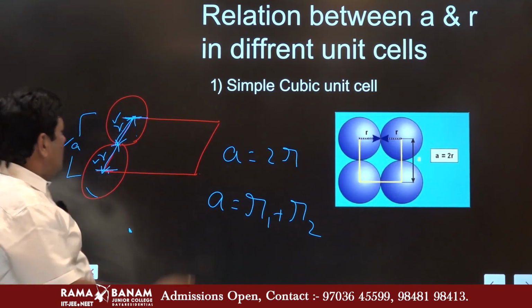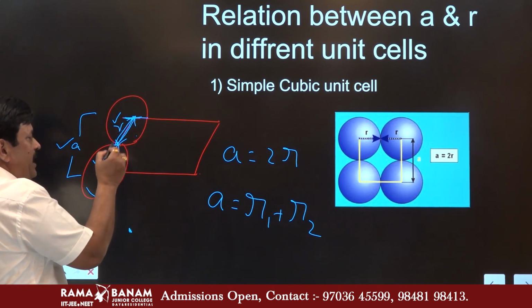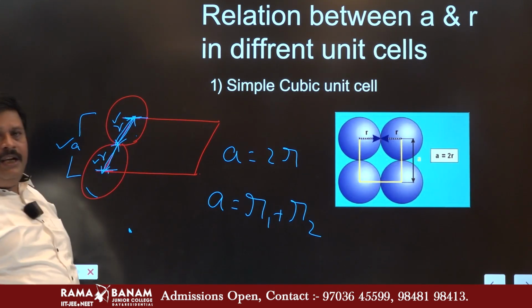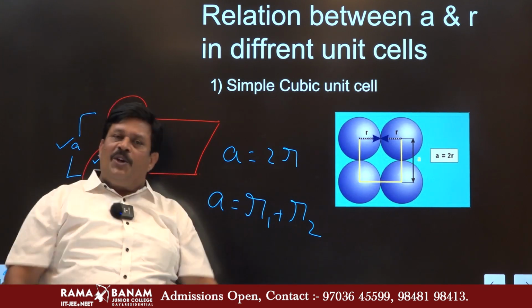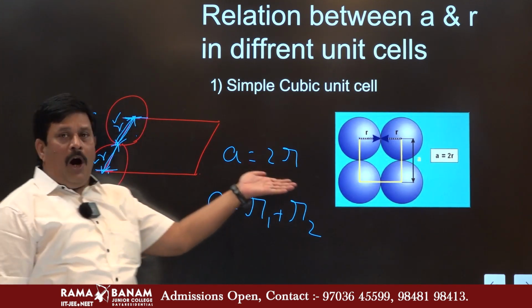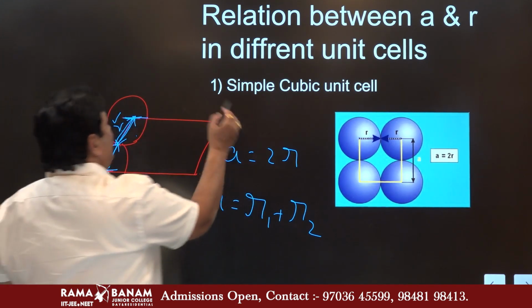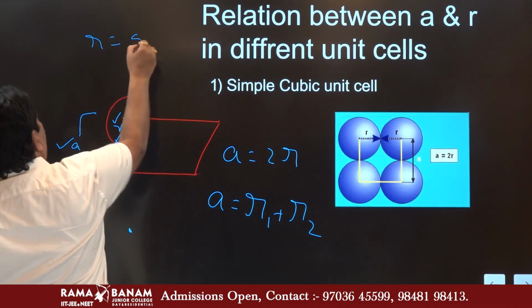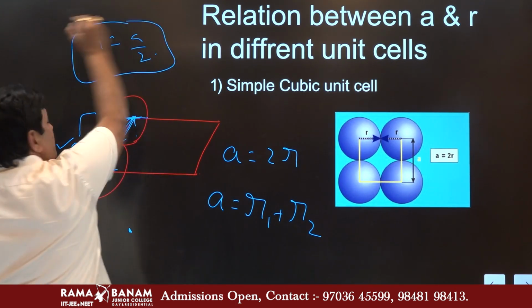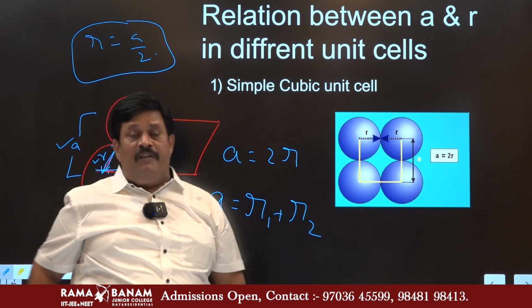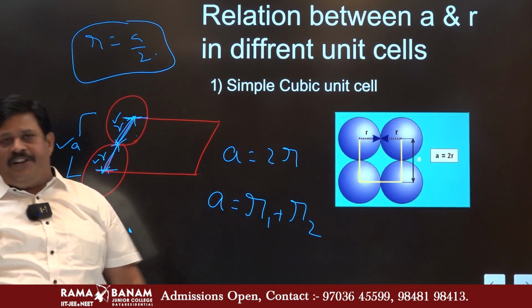Then A is equal to the radius of this particle plus the radius of this particle. If the two particles are identical, then A is equal to 2R, or we can write this as R is equal to A by 2. Remember this relation, students, because we will use it in the calculation of packing fraction.